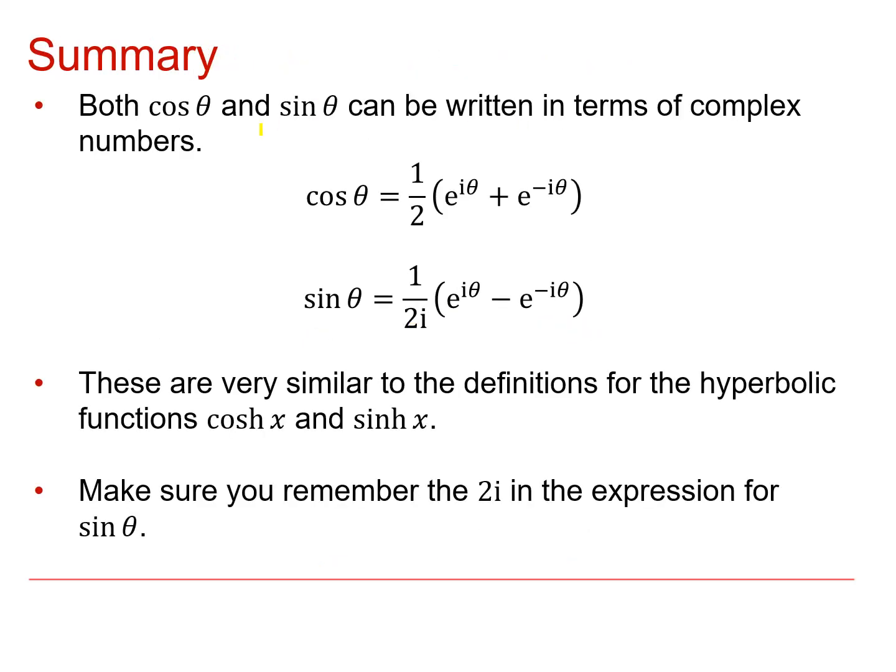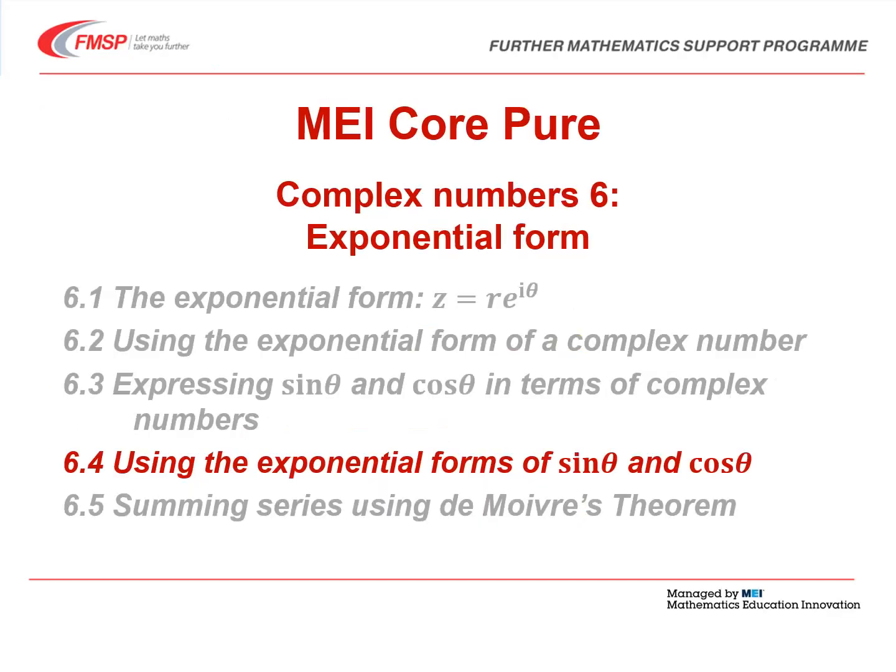So in summary then, both cos theta and sine theta can be written in terms of complex numbers, and it's important that you recognize these, that you're able to recall them quickly, and that you know where they came from. They're very similar to the definitions for the hyperbolic functions, cosh x and sinh x, and you need to remember that there is a 2i in the expression for sine theta. So just be aware of that and make sure you remember it.